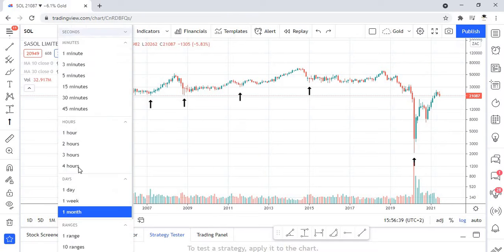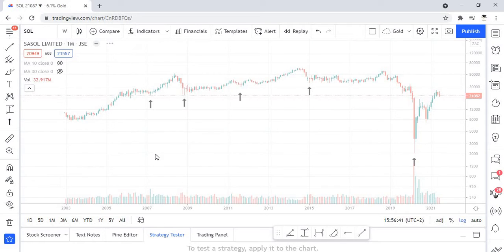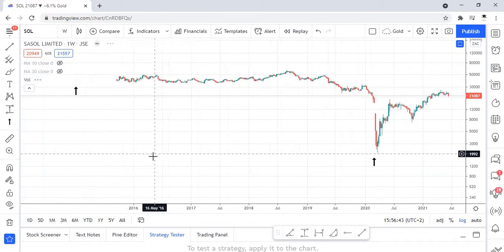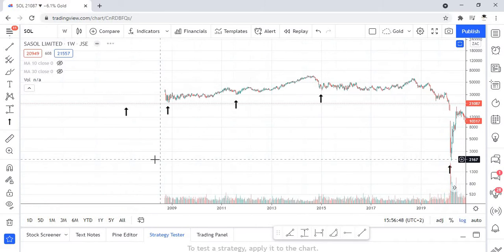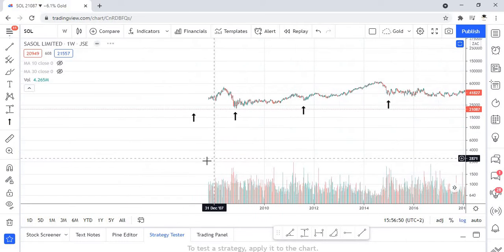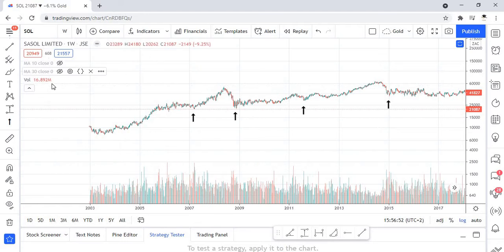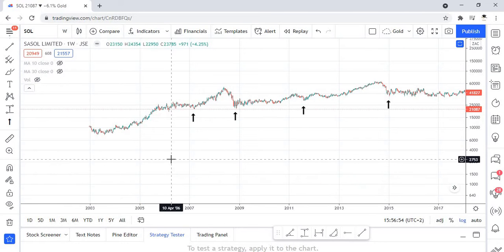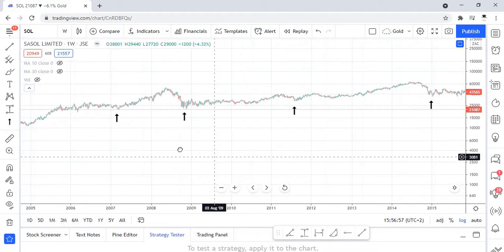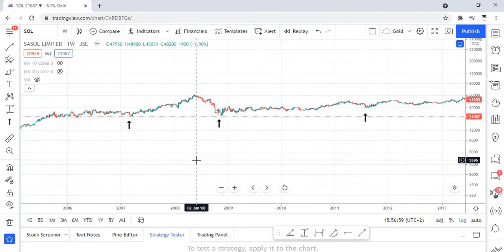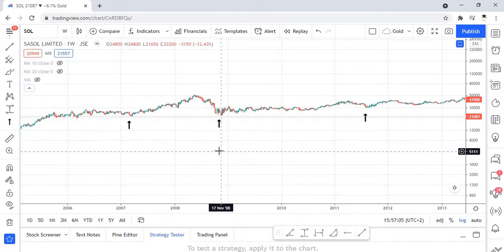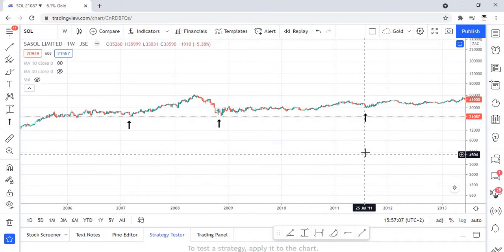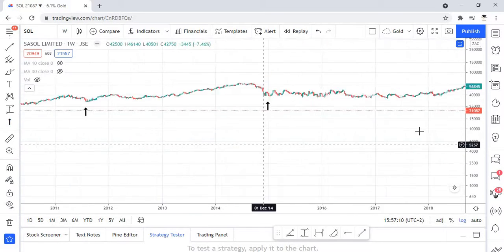So now I'm going to change it to a weekly chart. I'm just going to compress it a bit. Let me just get rid of the volume. So now what we have is the weekly chart. We're now looking at weekly candles instead of monthly candles. Here we can see the points that we marked on the chart. They correspond to the times where we had those low points.